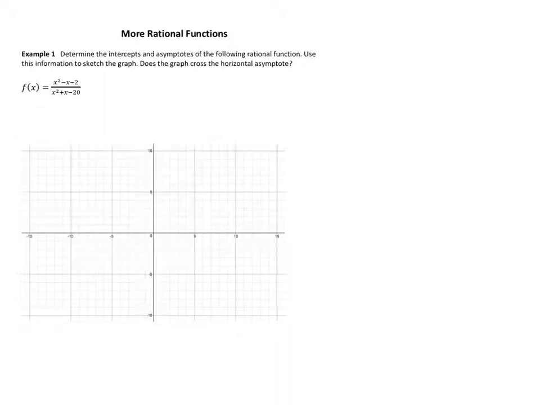Let's look at a couple more examples of graphing rational functions by using intercepts and asymptotes. So I could start this by looking at it in my graphing calculator. Just to be careful there, I'm going to enter it as x squared minus x minus 2 with parentheses around the numerator and also around the denominator. So make sure you enter it like this.